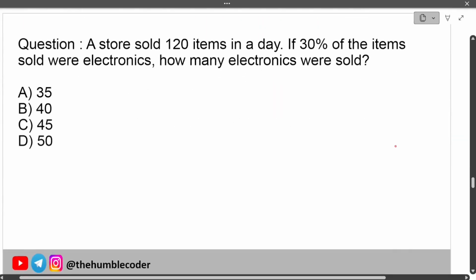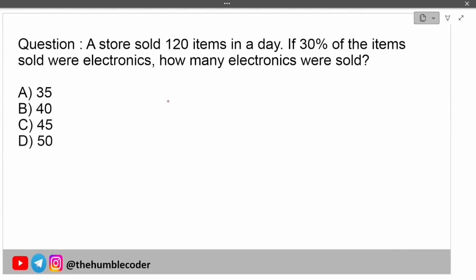The store sold 120 items in a day. If 30% of the items sold were electronics, how many electronics were sold? Okay, so let's understand this question first of all.